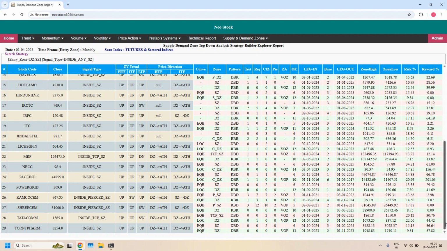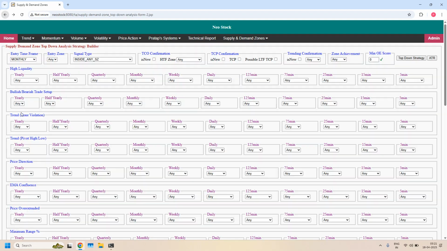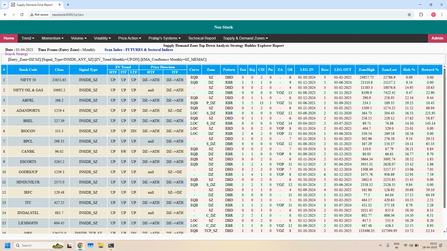Out of these 29, how many monthly supply zones are having monthly EMA confluence? Let us verify. I'm going back. In the EMA confluence at monthly time frame, setting the filter monthly supply zone having monthly EMA confluence, and trend on the monthly should not be sideways. It can be up or down. With these filters, we got 18 stocks. So first 15 stocks in the list.